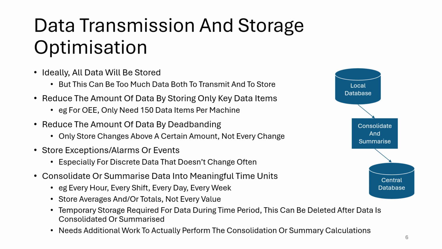For example, you may have a large machine with thousands of data points, but if you're mainly concerned with overall equipment effectiveness, or OEE, you only need 150 data items per machine, or possibly less, depending on how complex the machine is and how many breakdown reasons or stoppage reasons there might be. For analog data, you can reduce the amount of data by deadbanding: only store changes above a certain amount and not store every change.